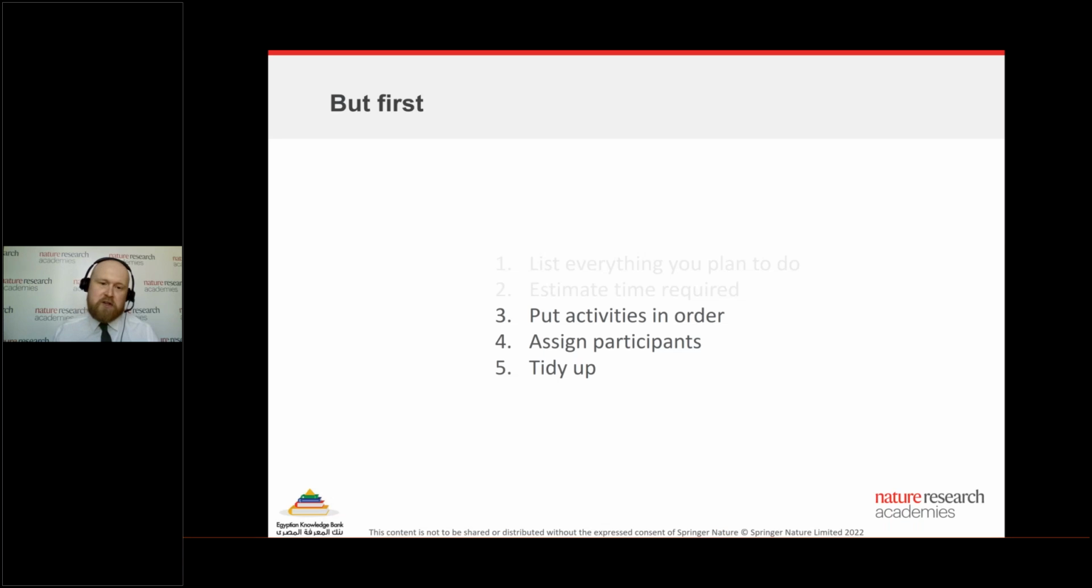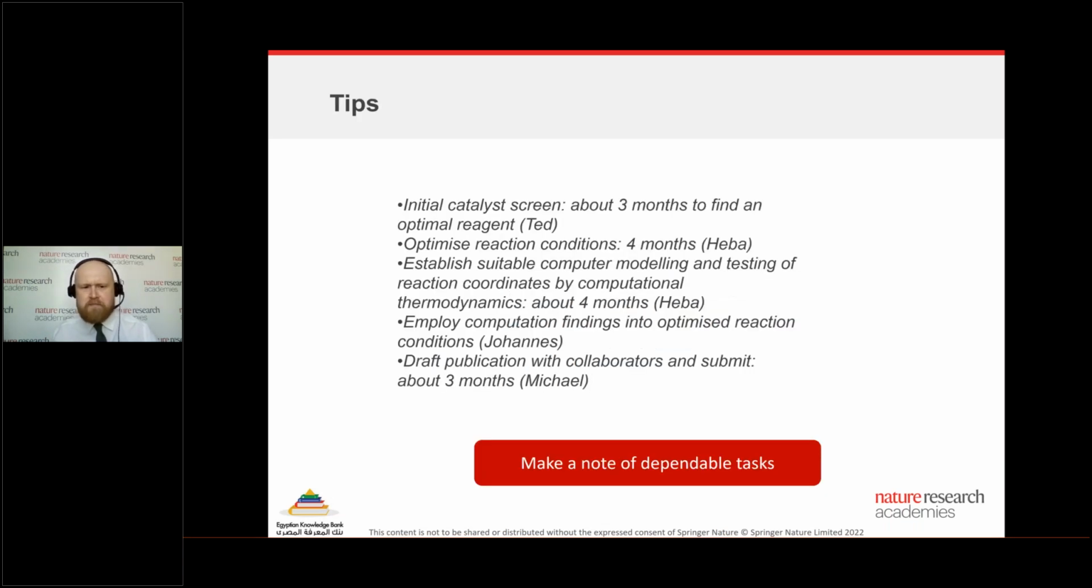What activity are you going to be doing first, and then eventually last? Then assign participants who's going to be responsible for each activity. And then you can tidy up your list at the end. Then your list may look something like this, where we have our task, the time scale for the task, and then who will be responsible for it.